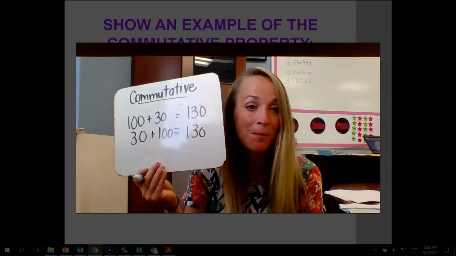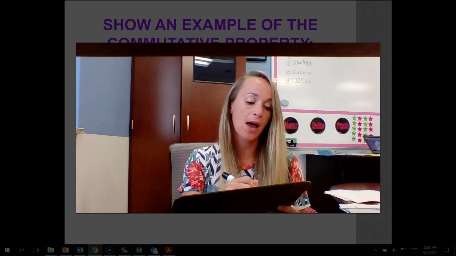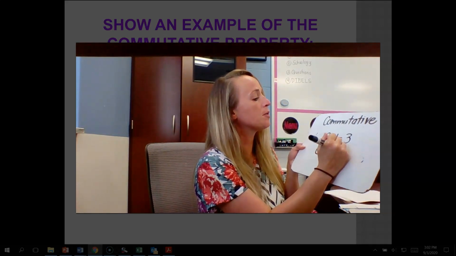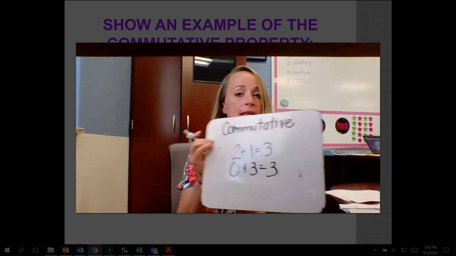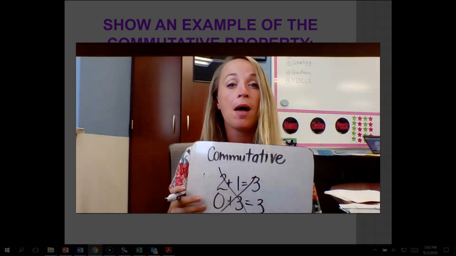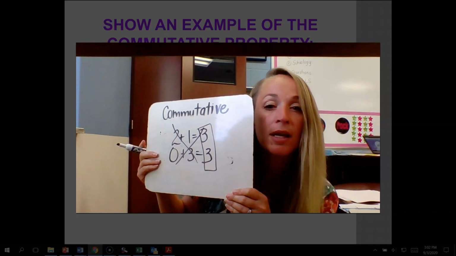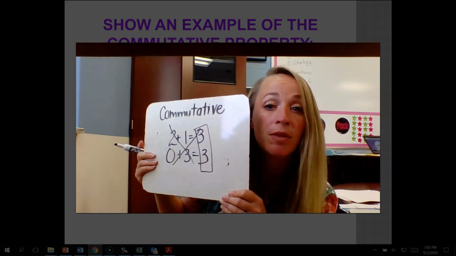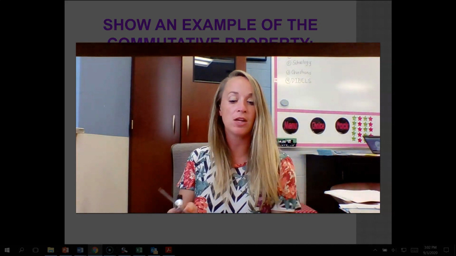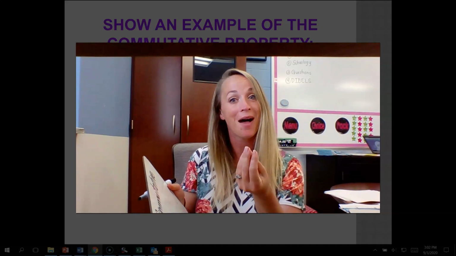You flip-flop your numbers. Now, some kiddos get kind of confused. They think if I show that 2 plus 1 equals 3 and 0 plus 3 equals 3, that is an example. That's incorrect. That's an incorrect example because you're not flip-flopping the numbers. Yes, my sum is 3. But the commutative property states it's a flip-flopping of numbers, or that you can add numbers in any order and still get the same sum. So make sure that your factors, or the numbers you add together, are the same numbers, only flip-flopped.